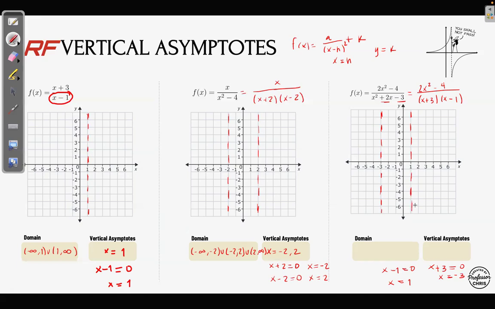And that's how you can get the vertical and horizontal asymptotes. X equals minus 3 and 1. And your domain goes from minus infinity to minus 3, from minus 3 to 1, and from 1 to infinity.